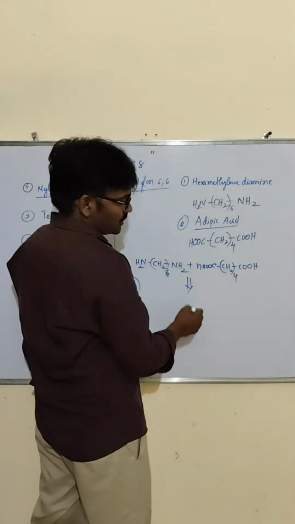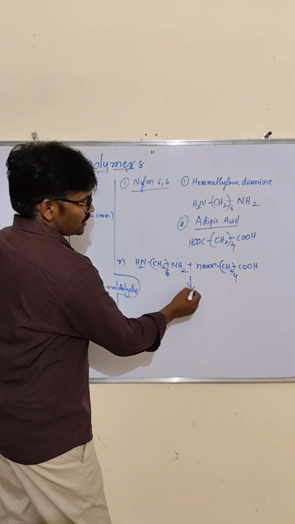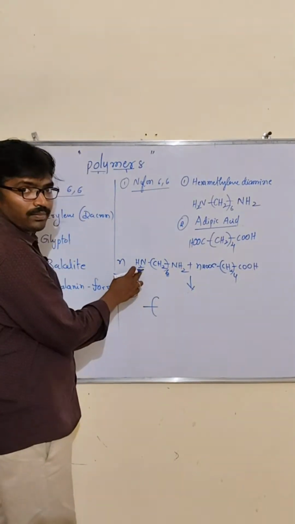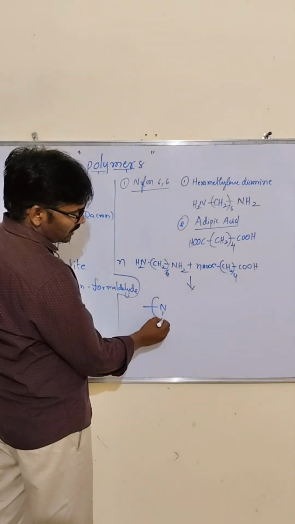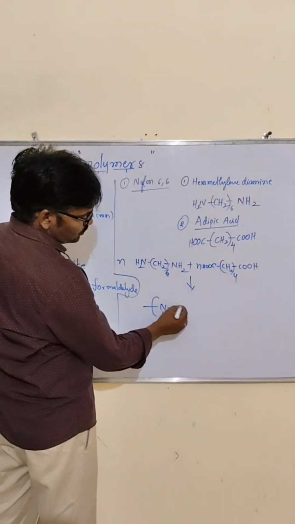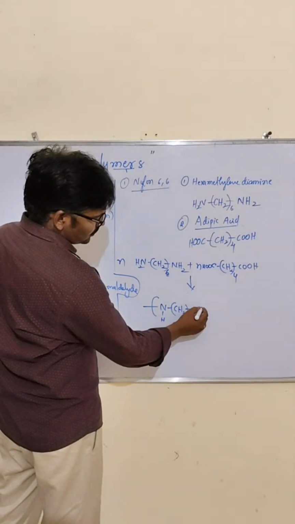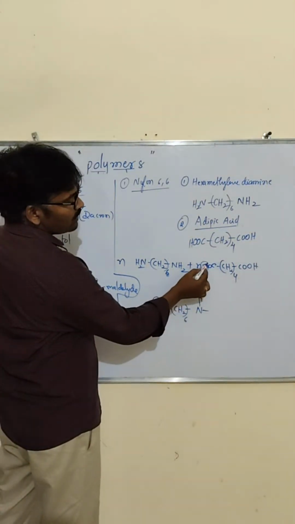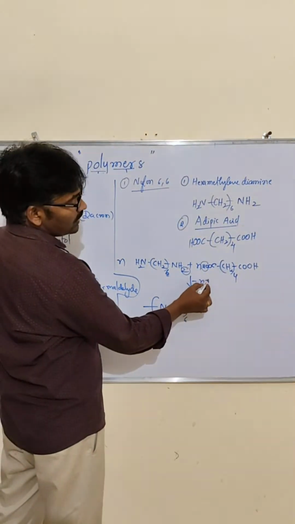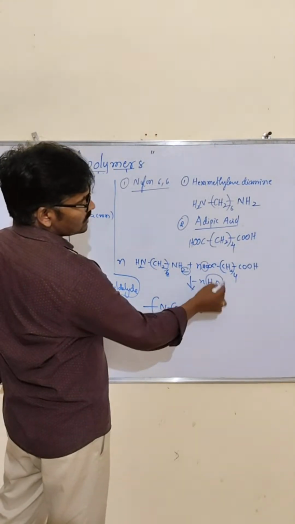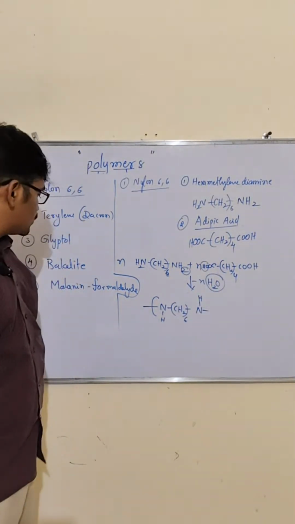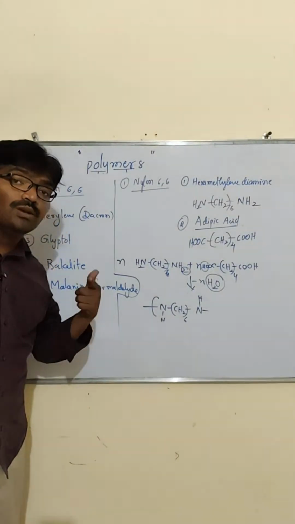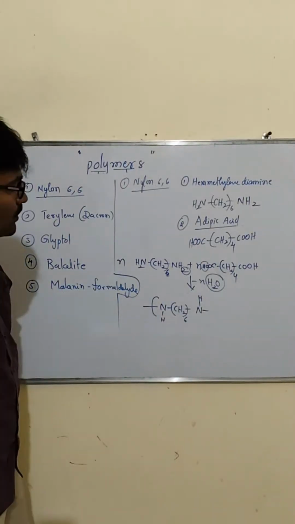When both are connected with each other, then what will be formed? Look, it starts from here: NH, then CH2 taken 6, then NH. Then look here, one OH from here and one H from here are lost, as n moles of H2O molecules. A simple molecule like H2O will be eliminated. That we call condensation polymers, I told.